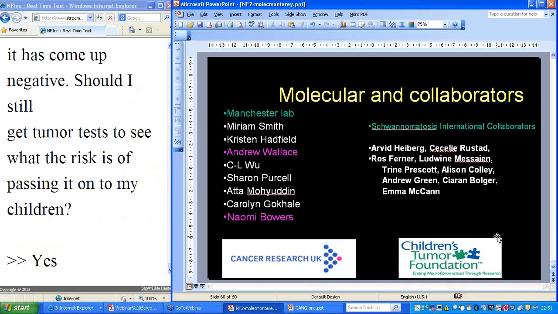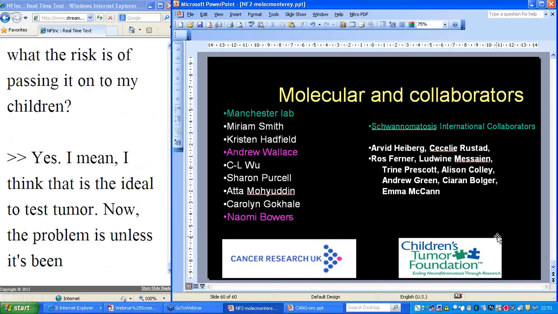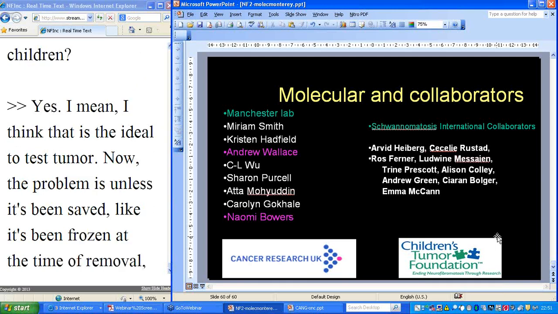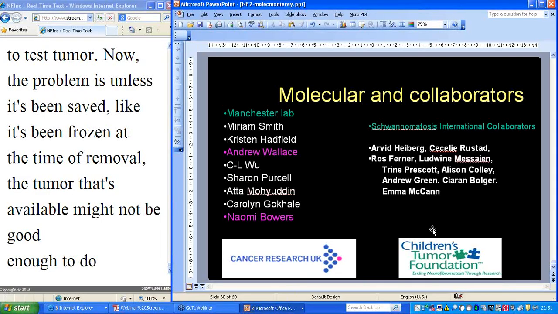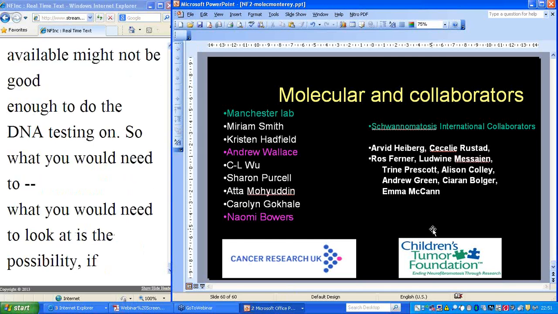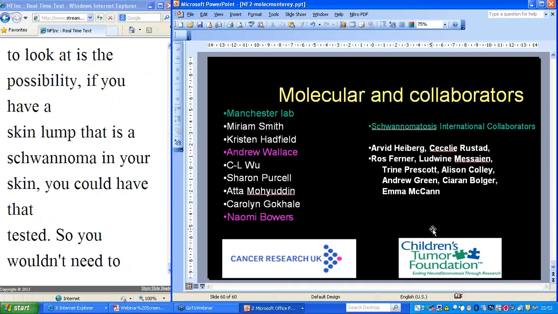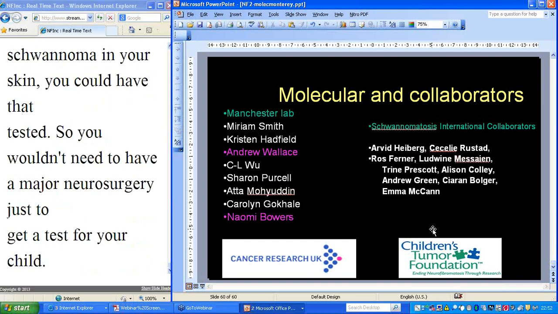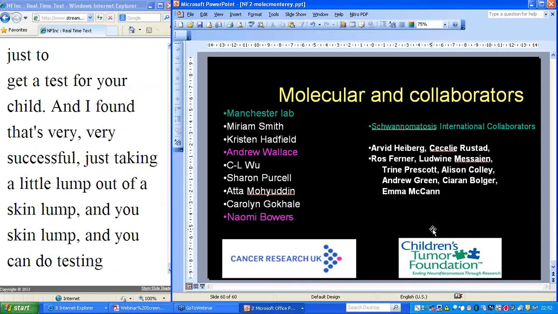Yes, I think that is the ideal, to test the tumor. Now, the problem is unless it's been saved, like it's been frozen at the time of removal, the tumor that's available might not be good enough to do the DNA testing on. So what you would need to look at is the possibility, if you have a skin lump that is a schwannoma in your skin, you could have that tested. So you wouldn't need to have a major neurosurgery just to get a test for your child. And I found that's very, very successful, just taking a little lump out of a skin lump, and you can do the testing on that. And I've found the genetic fault in many individuals by doing that.